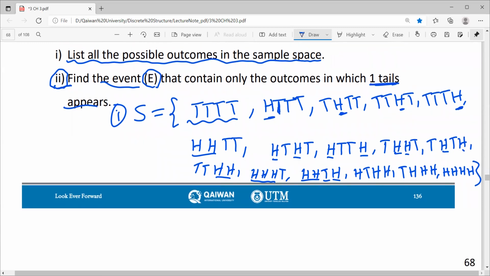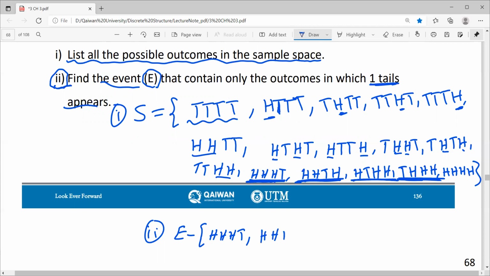So let's see. We have this one, and this one. That means here we have these four possibilities with one tail. So in the second part, we say E equals to what? Equals to head, tail. Yeah, we must choose only those which have only one tail, because the question says to find the event which has only one tail. So we choose all of them from the sample space which have only one tail.